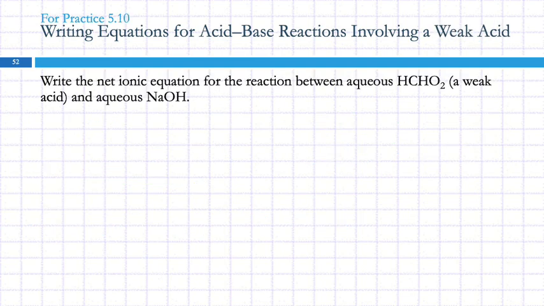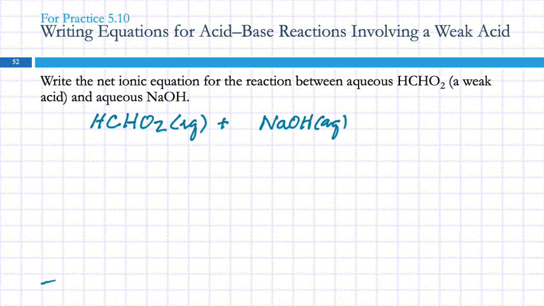Let's do another one. This one is a weak acid. So we've got aqueous HCHO2, which probably looks unfamiliar to you because there's no reason it should be familiar. HCHO2, we're told that it's aqueous, and that's reacting with aqueous sodium hydroxide. And they want the net ionic equation.